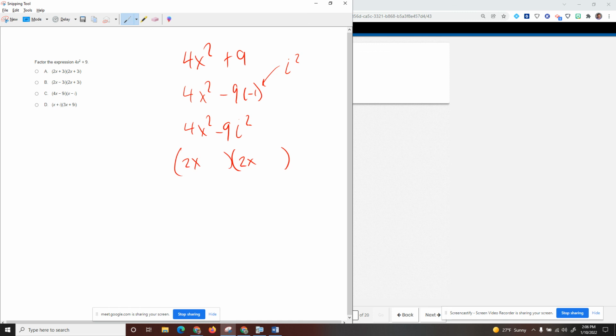Square root of 9i squared is 3i. And then one would be plus, one would be minus. So this factored is 2x plus 3i and 2x minus 3i. Answer choice B just has your binomials in a different order, but it is the same: 2x minus 3i and 2x plus 3i.